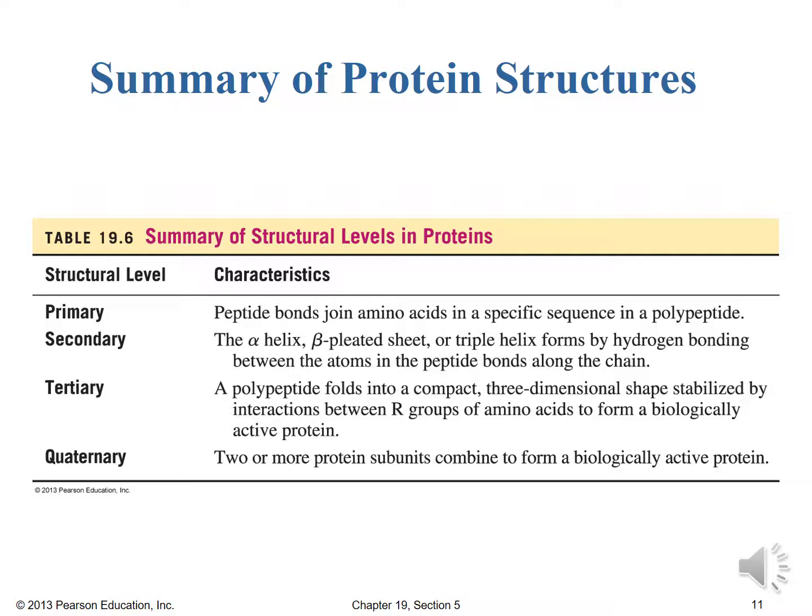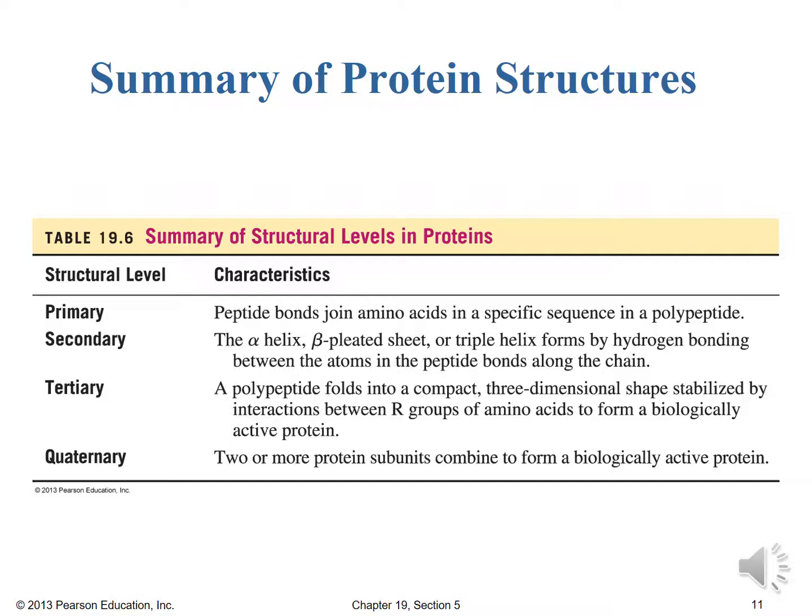Tertiary structure is the polypeptide folding into that compact 3-dimensional shape. This is where we're stabilizing with interactions involving those R groups to form something that's biologically active. And then finally, quaternary structure happens when we have 2 or more protein subunits combining to form that biologically active protein.